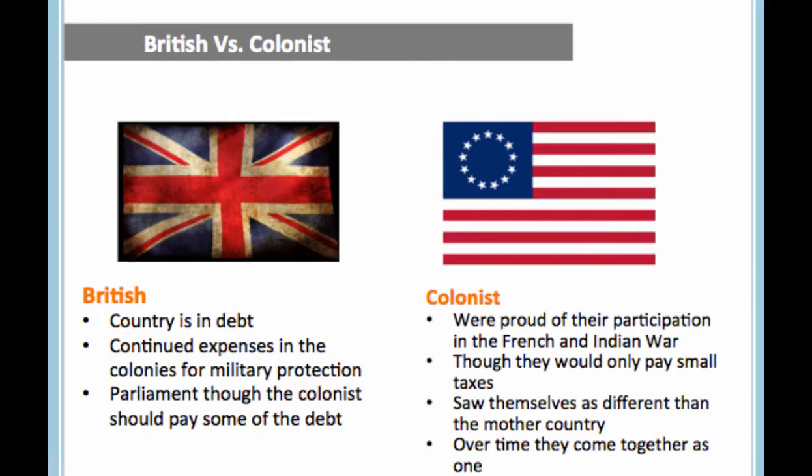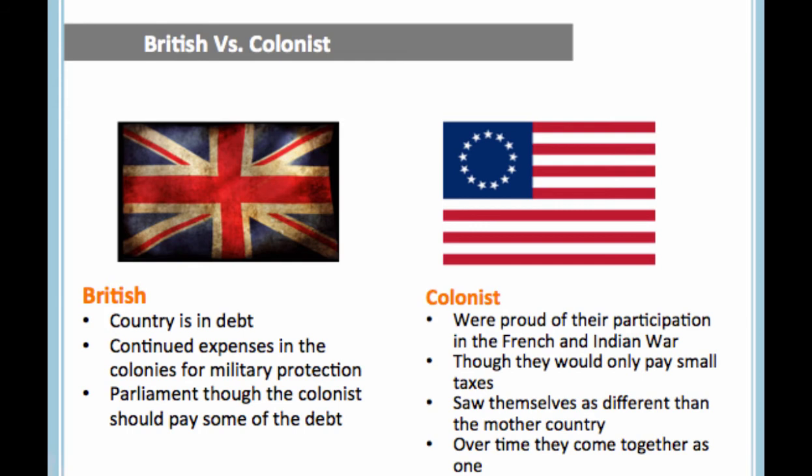What happens after the French and Indian War? The British and the colonists, they both have very different experiences. For the British, they are a country that's falling farther and farther into debt, meaning that they owe money to a lot of different people. And this continued debt is coming from the fact that they have to now protect the colonists from Native Americans who are starting to attack British colonies because they're not happy with the way that the French and Indian War went.